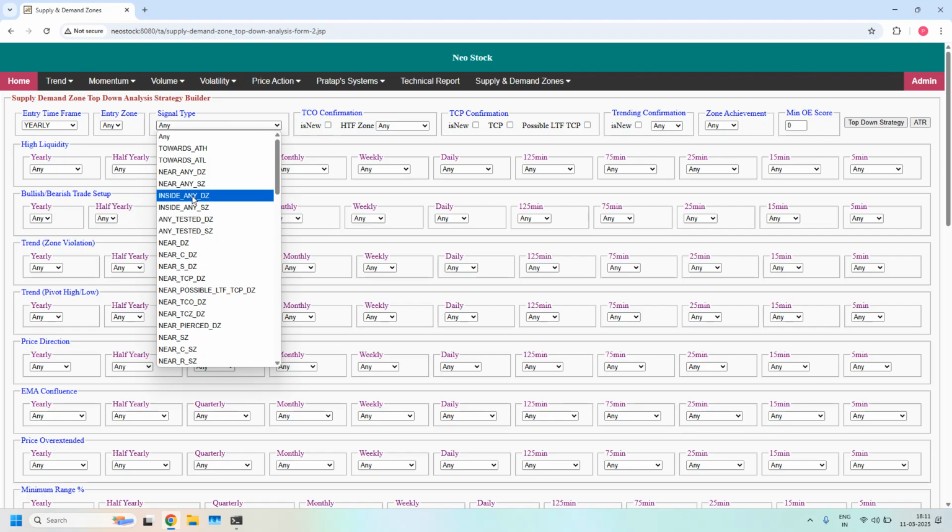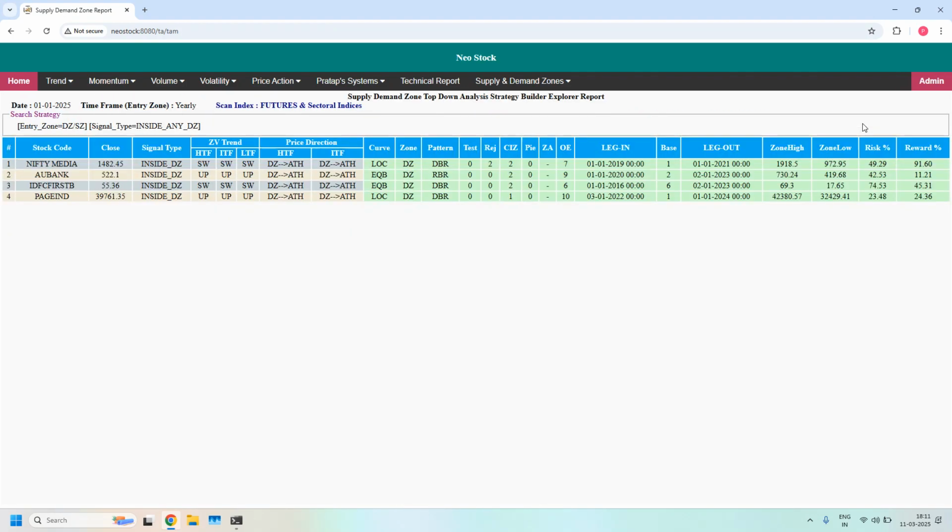Price closed inside the yearly demand zone. We got 4 stocks. I am giving you only a few seconds time, so pause the video, study the report and proceed further. Those who don't understand the structure of this report, I suggest you complete our training lesson 21.1. In that video, I have explained each and every column, their values, abbreviations in detail.